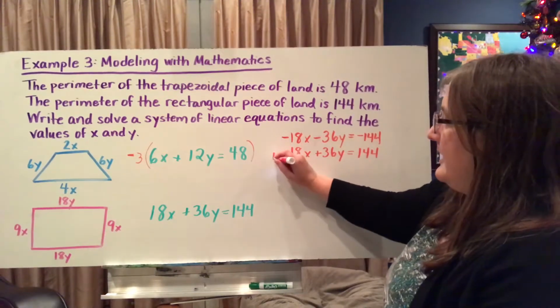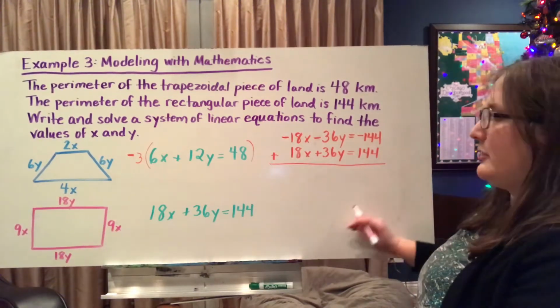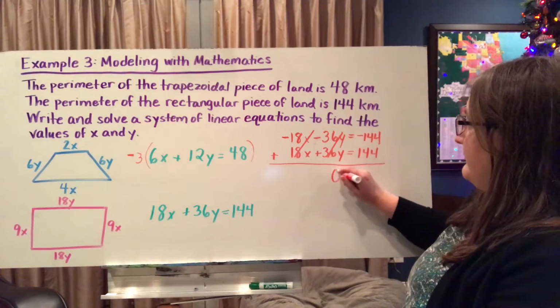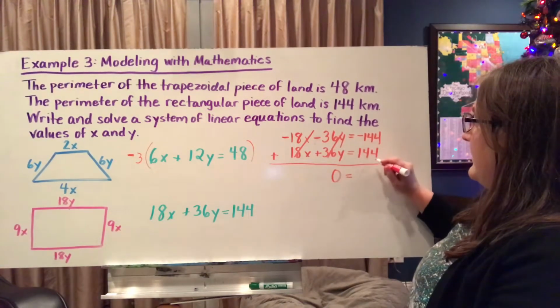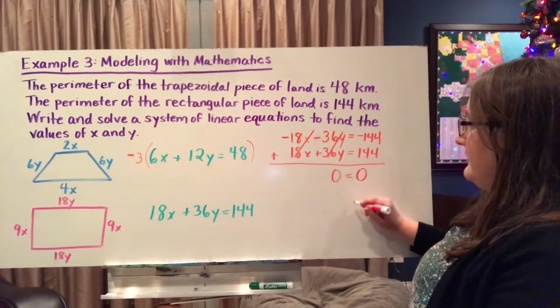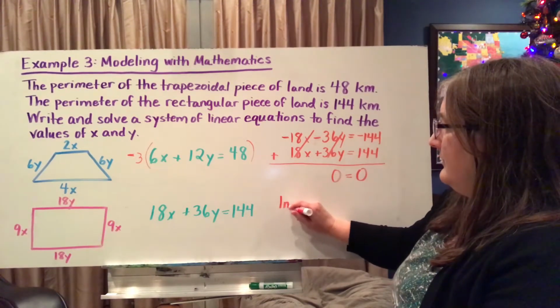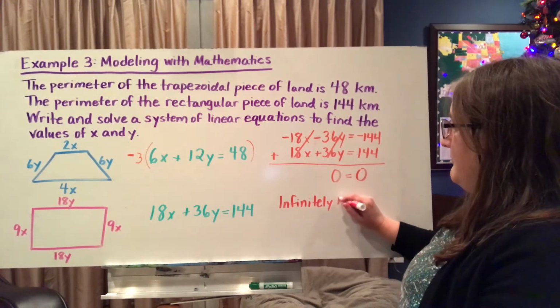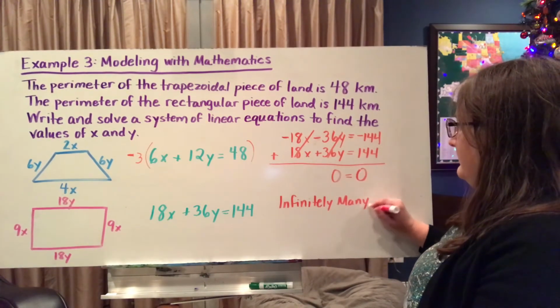Oh, so once again, even though I was just trying to get one of my variables to cancel out, both of them cancel here. So I'm left with nothing. And over here, negative 144 and 144 is 0. So in this case, we have infinitely many solutions.